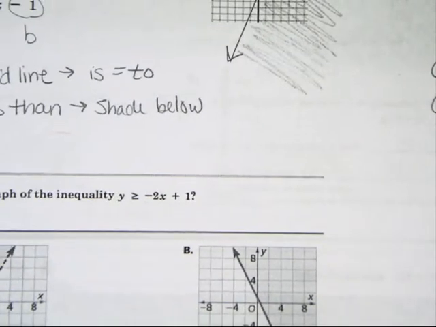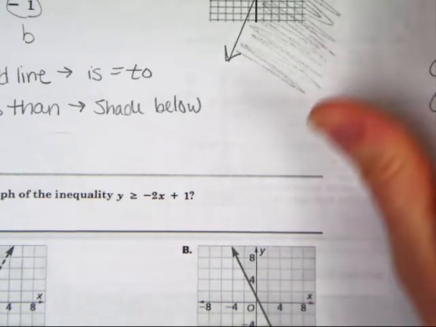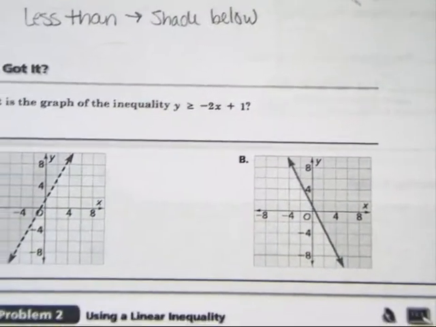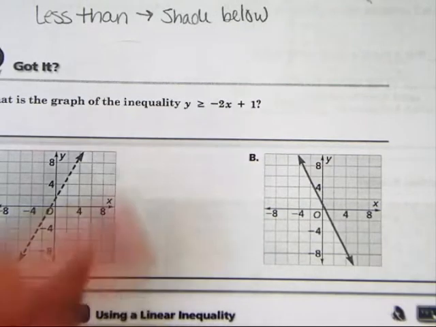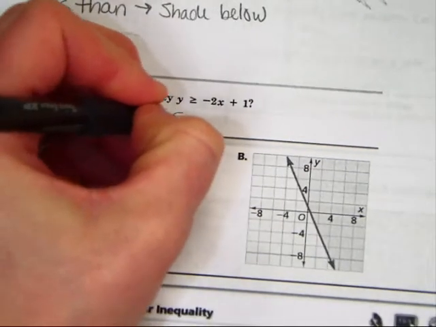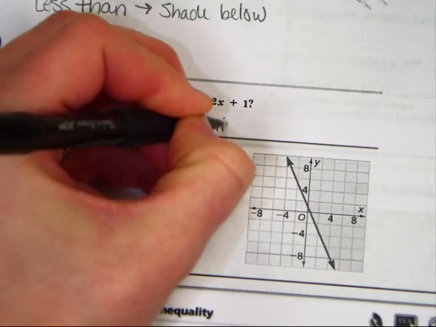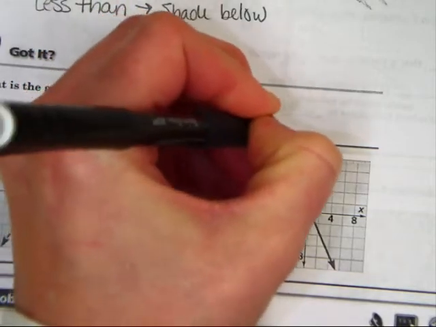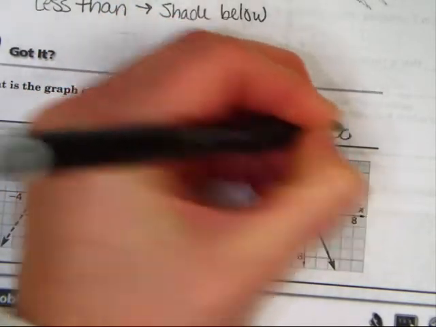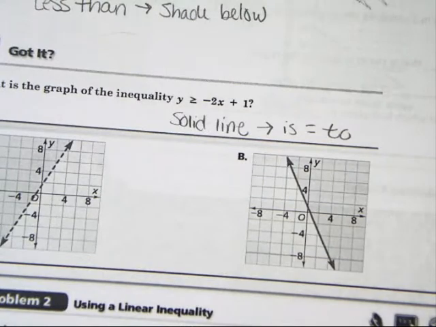Moving on. What is the graph of y is greater than or equal to -2x plus 1? Something we can realize right off the bat is B is our answer because it needs to be a solid line. It needs to be a solid line because it is equal to. But we should probably discuss some more stuff.